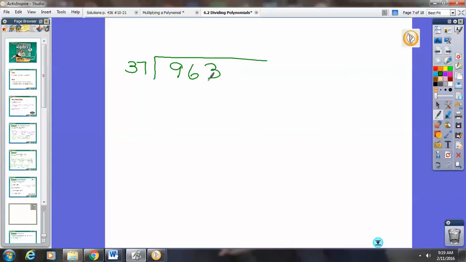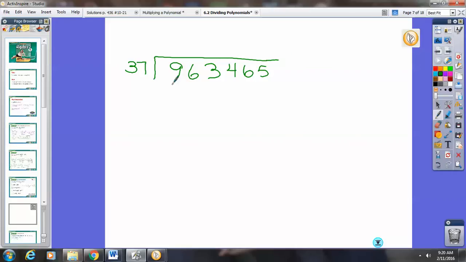Do you remember how to do long division? Maybe? Hopefully. I'm going to add a few more digits here because we need to be able to think about this. To use long division, we want to know how many times 37 is going to go into this big long number underneath the radical.